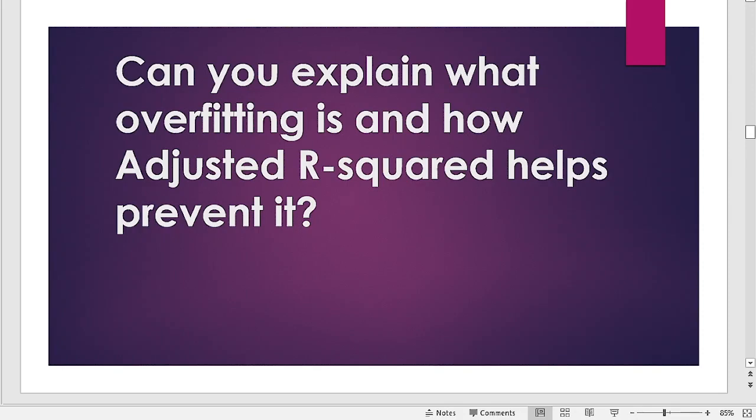What is the situation where R square might be misleading? R square can be misleading in several situations. First is overfitting, second is non-linear relationship, third is comparison between different models. Comparing R square values between models with different numbers of predictors or different types of models, linear versus polynomial, can be misleading as it does not account for model complexity.